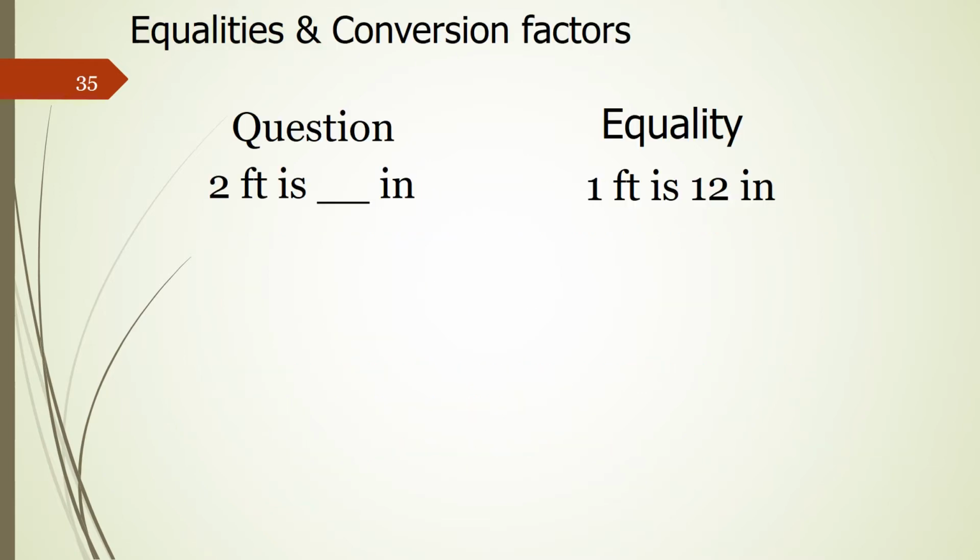With dimensional analysis, we're going to first look at our question. Here's a nice simple one. Feet is how many inches? Or 2 feet is how many inches? We're going to need to know some information, and what we need to know is the equality. The equality is a true statement that blank is blank. So 1 foot is 12 inches. And that's a definition, so it's going to be an exact number.